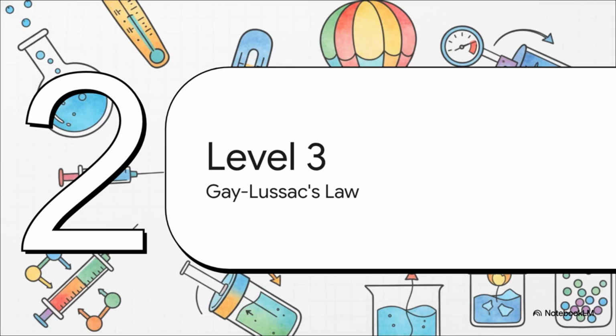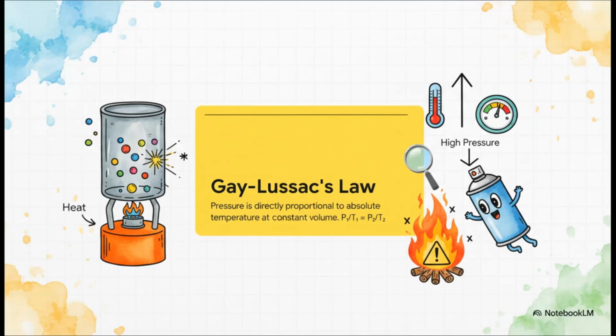Now we're going to see a duel between pressure and temperature. And for this fight, the arena is a fixed, constant volume. Think of something rigid, like a steel can or a pressure cooker. So just like we saw with Charles's law, this is another direct relationship. They're on the same team.